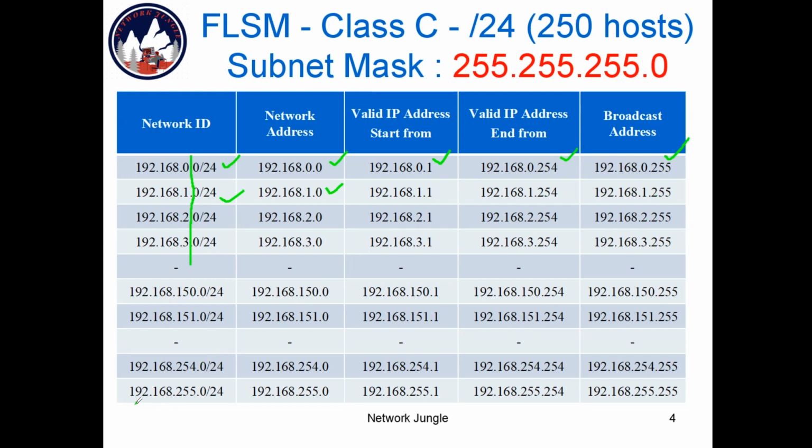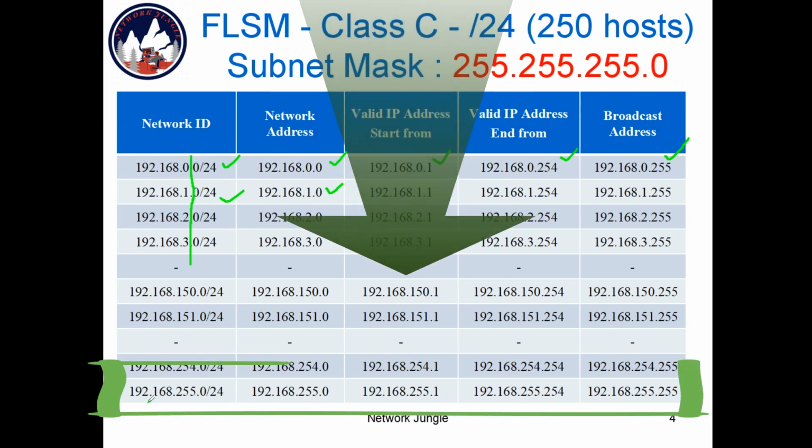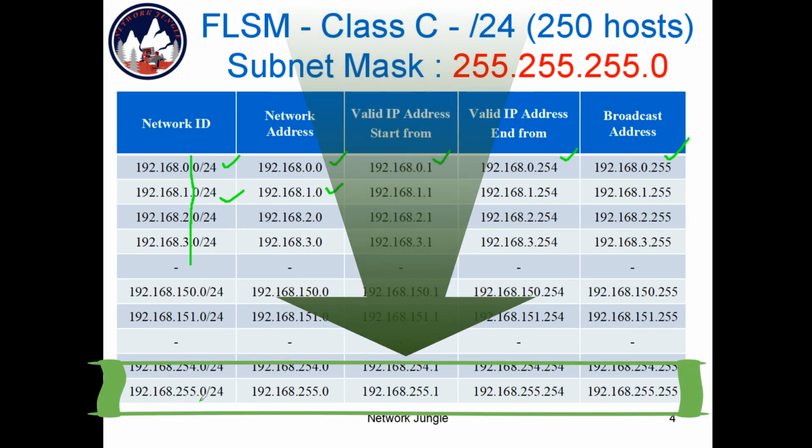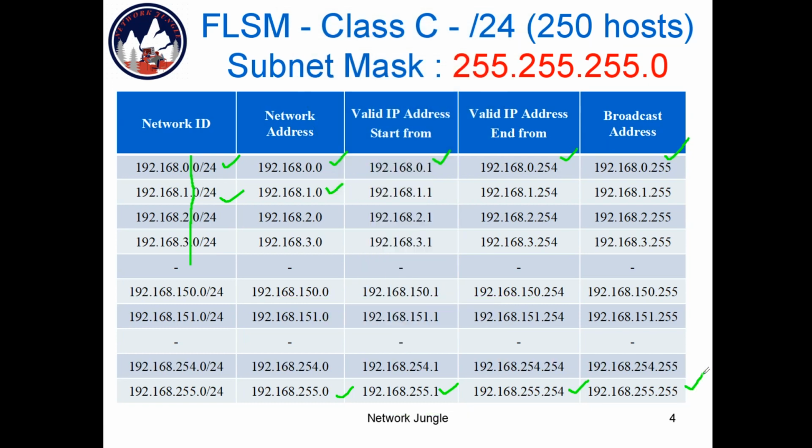Likewise, the last class C private IP address range is 192.168.255.0/24. 192.168.255.0 is the network address, .1 is the valid IP address, starting from .2 to .254. Then 192.168.255.255 is the last broadcast address of the class C private IP.